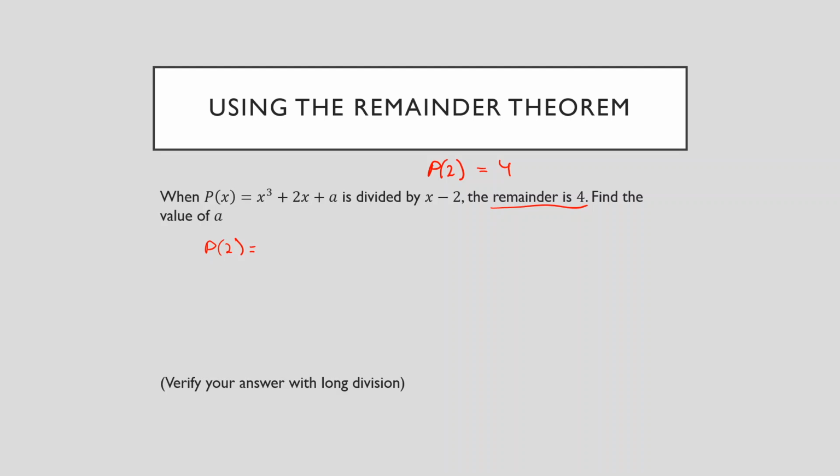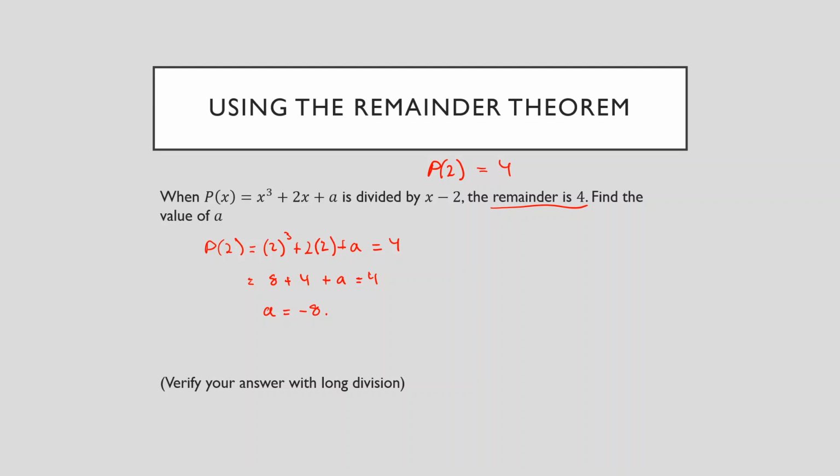P of 2 is 2 cubed plus 2 times 2 plus a, and we know in advance that that's going to equal 4. And our job here is to work out the value of a. So here I've got 8 plus 4 plus a equals 4. And if you subtract 4 and 8 to the other side, so subtract 12 both sides, you end up getting a equals negative 8. Okay, there you go. Okay, problem solved. So we've used the remainder theorem to solve a slightly different kind of problem where we have this unknown value in the polynomial, but we already know what the remainder is.